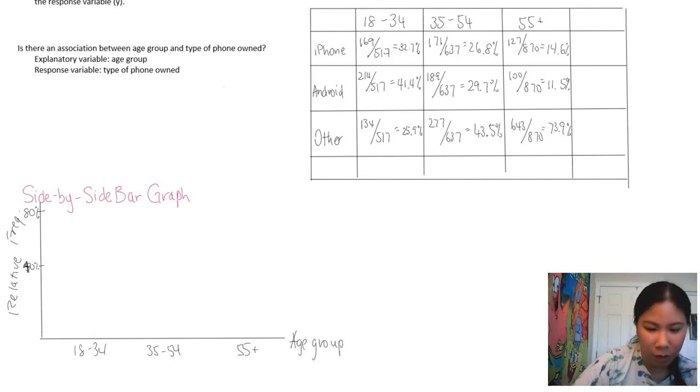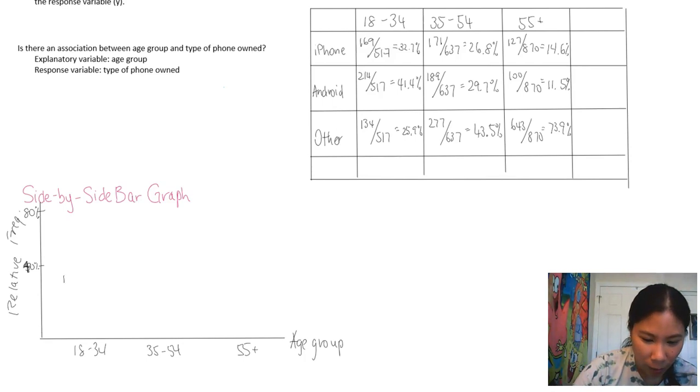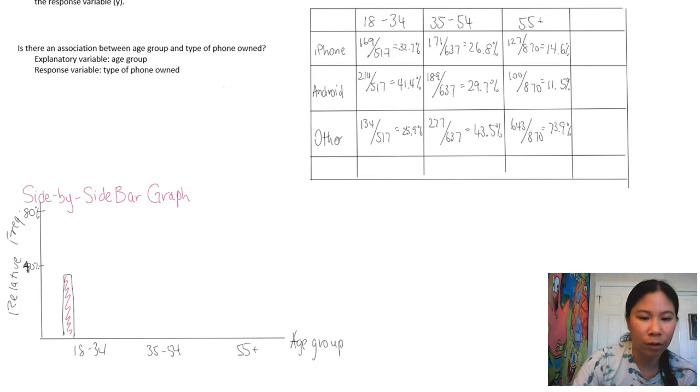So we'll call this 40% and 80%. Just roughing it here. Okay, so within the 18 to 34-year-olds, we have 32.7% are iPhone users. So I'm going to make a bar for them. And I'll use colors just because it's easier to label here. So red for iPhone users.